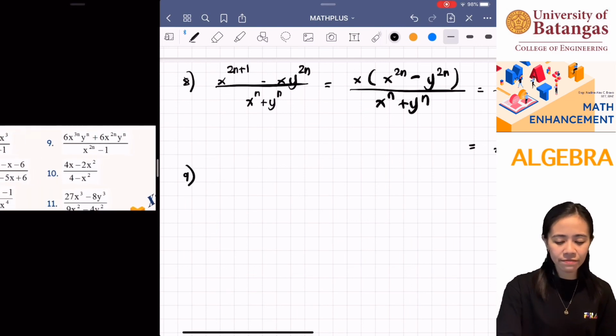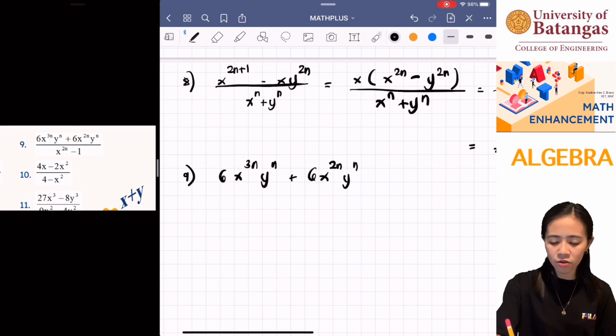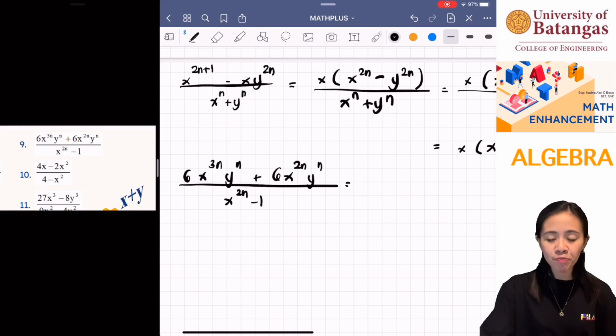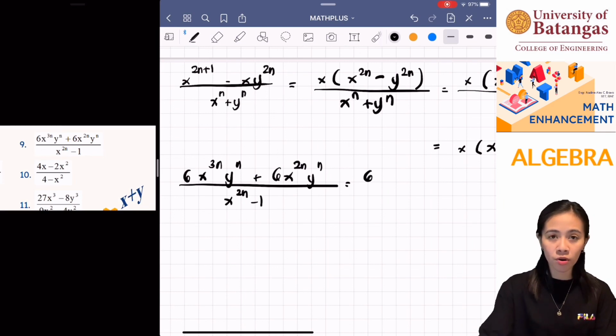Okay? Number 9. We have there 6x raised to 3n, y raised to n, plus 6x raised to 2n, y raised to n, all over x raised to 2n minus 1. So, kapag nagpa-factor tayo, diba, sabi ko before, if you are factoring a variable with an exponent, always choose, kung positive ang exponents mo, ang ipa-factor mo dyan, is the term with the least exponent. So, in the numerator, we're going to factor 6 is common, the constant.